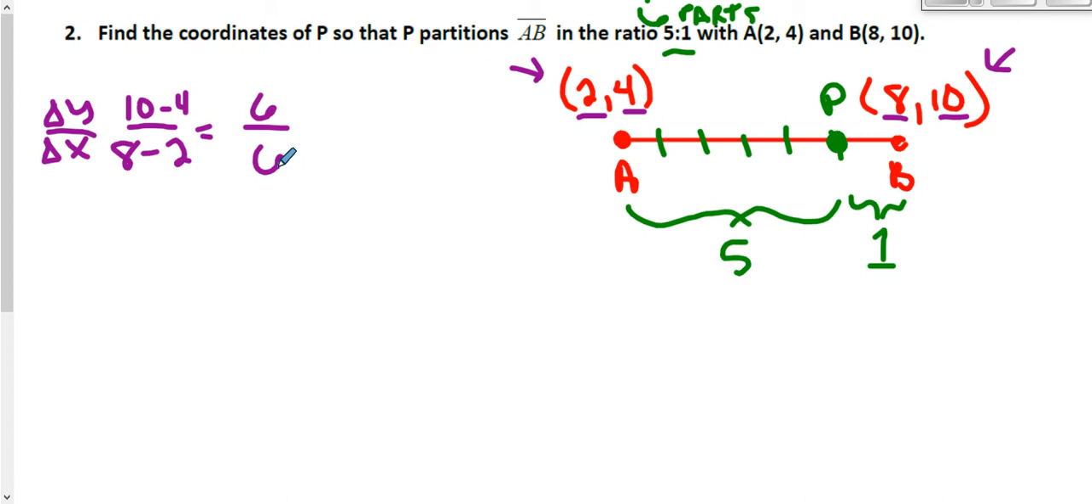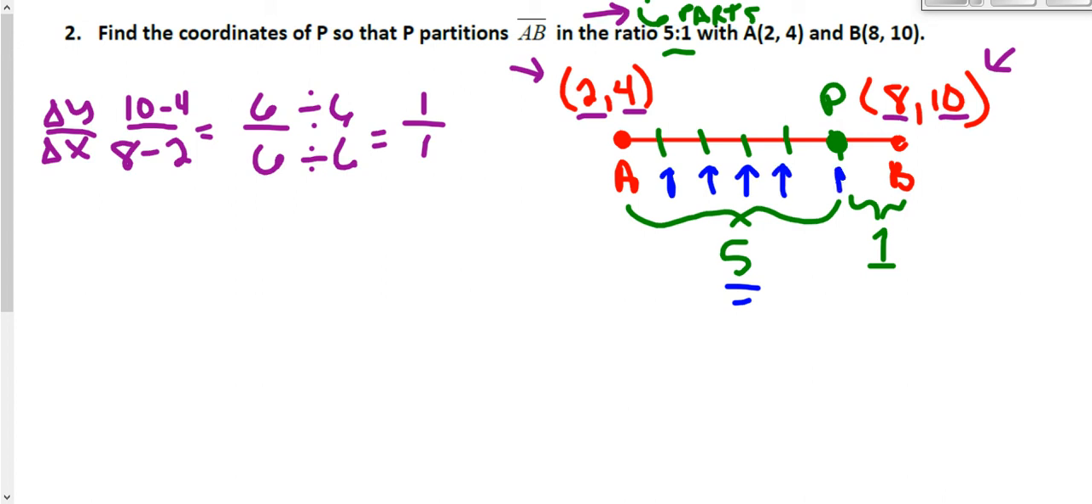Now my job is to split this into 6 parts like I figured out up here, which means I have to take each of these numbers and divide it by 6, which is going to work out really nicely for me because 6 divided by 6 is just 1 over 1. So each step I'm only changing my x and y values by 1. So my job is to figure out what that change is going to accumulate to if I do it 5 times. Each jump here is going to change my x and y values by 1, and I need to jump 5 times.